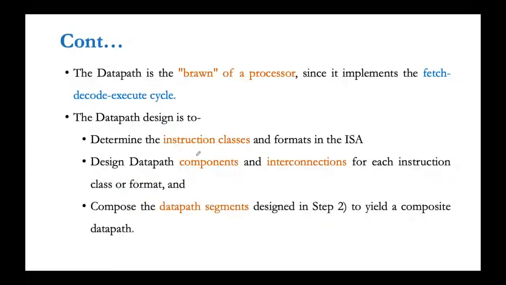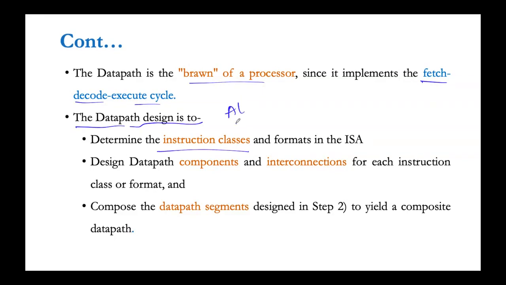Now let us see this data path. The data path is just the brawn of your processor, since it implements the fetch, decode, and execution cycles. In designing this data path, first you need to determine the instruction class, whether it is an ALU instruction, a memory reference instruction, or a branch instruction, and their format in the instruction set architecture.